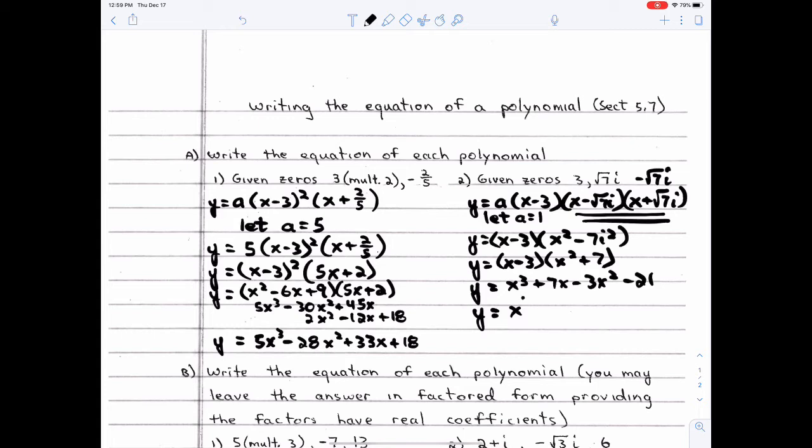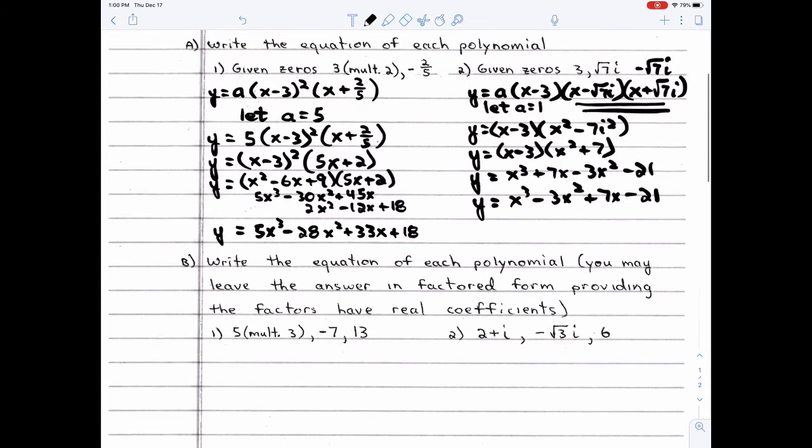So it's x cubed minus 3x squared plus 7x minus 21. Okay? Now, in the second set of problems, I'm saying write the equation of each polynomial, and providing you have real number coefficients, you may leave it in factored form. Okay? So I'm not going to multiply it out if I don't have to.